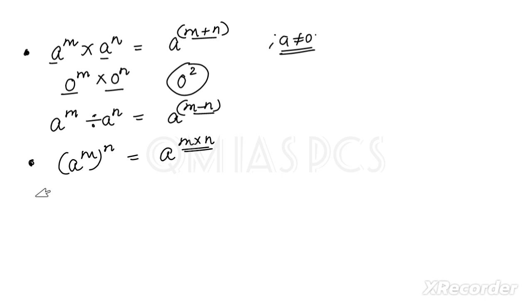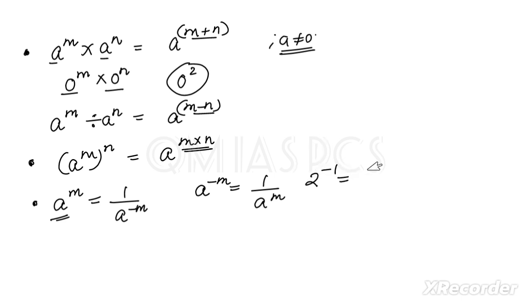Now the simple things. If you are writing a to the power m, we can say it will be 1 by a to the power minus m. When you want to write the reciprocal of this, the power will be negative, or if it is a to the power minus m, it will be 1 by a to the power m. For example, 2 power minus 1 will be 1 by 2. This is the reciprocal. Whenever you write the reciprocal of a value, the sign of the power will change, positive to negative or negative to positive.